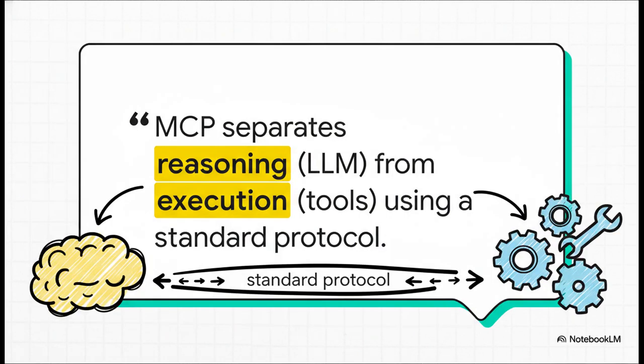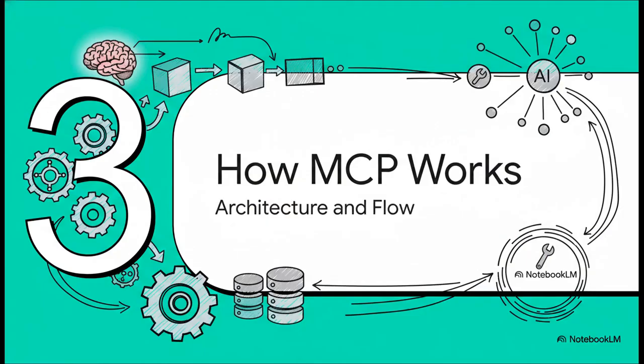And here's the really brilliant part. The core idea is to separate the reasoning, that's the LLM's job, from the execution, which is what the tools do. It's a classic software engineering principle, right? Separation of concerns. And applying it here creates a much more robust and flexible architecture. Okay, that sounds great in theory, but what does it actually look like in practice? Let's visualize the architecture and trace how the information actually flows through the system.